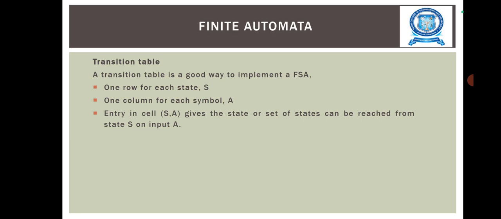Transition table. A transition table is a good way to implement a finite state machine. There is one row for each state S and one column for each symbol A. Each cell gives the state or set of states that can be reached from state S on input A.